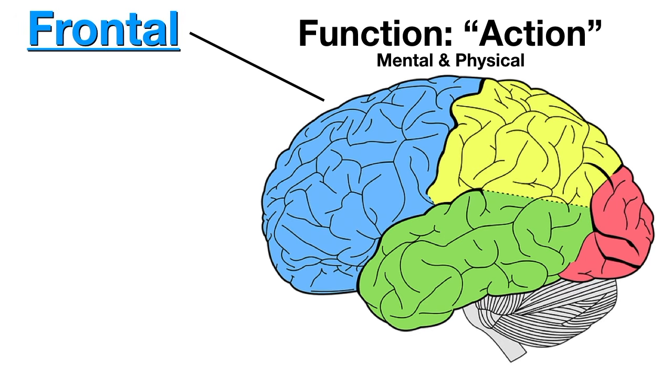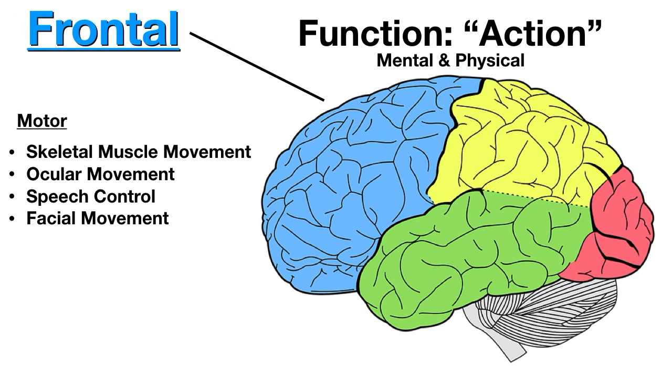The physical action of the frontal lobe involves motor control, and this includes the planning, control, and execution of voluntary muscle movements of skeletal muscles, muscles that help us move the eyes, muscles that help us produce speech and control speech, and muscles of the face. So again, the overall function of the frontal lobe is action. This could be mental actions that are involved with executive functioning or physical actions that are involved with motor control.